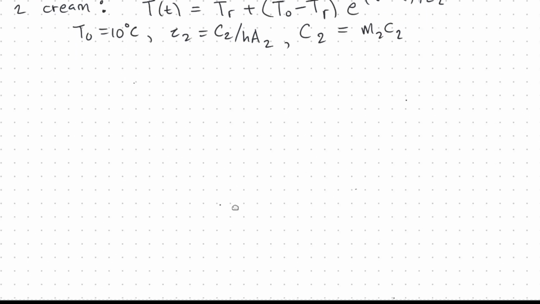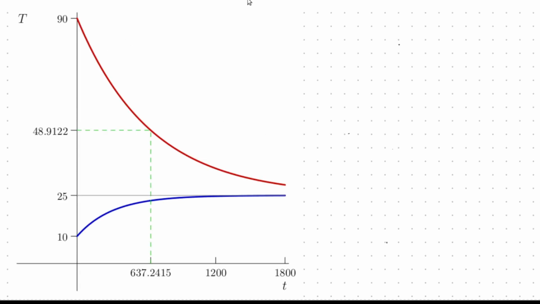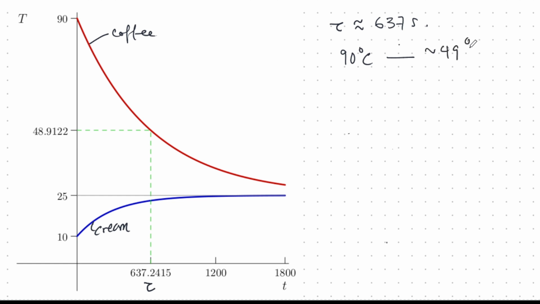Let's see, what does the result look like? We have these pretty curves. Let's have a look at this. This is our coffee. Okay, and this is the curve for cream. And here I've added in the characteristic time, tau. So in our case, tau for the coffee is about 637 seconds, so about a little more than 10 minutes. And in that time, it decays from 90 degrees C. It goes down to about 49 degrees C.